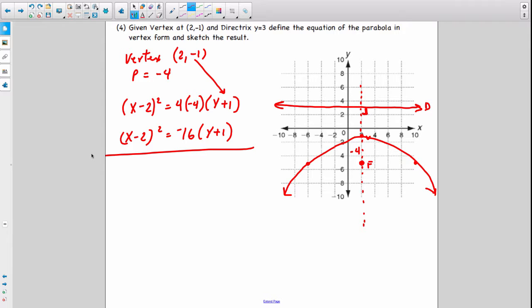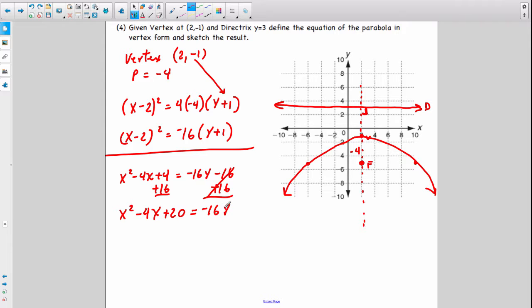Now, standard form. Let's make it y equals. So you know that this already is x^2 - 4x + 4, and that's equal to -16y - 16. Move the 16. And then we're going to divide by 16. And we're going to separate them into nice chunks, so I can have my a, my b, and my c.